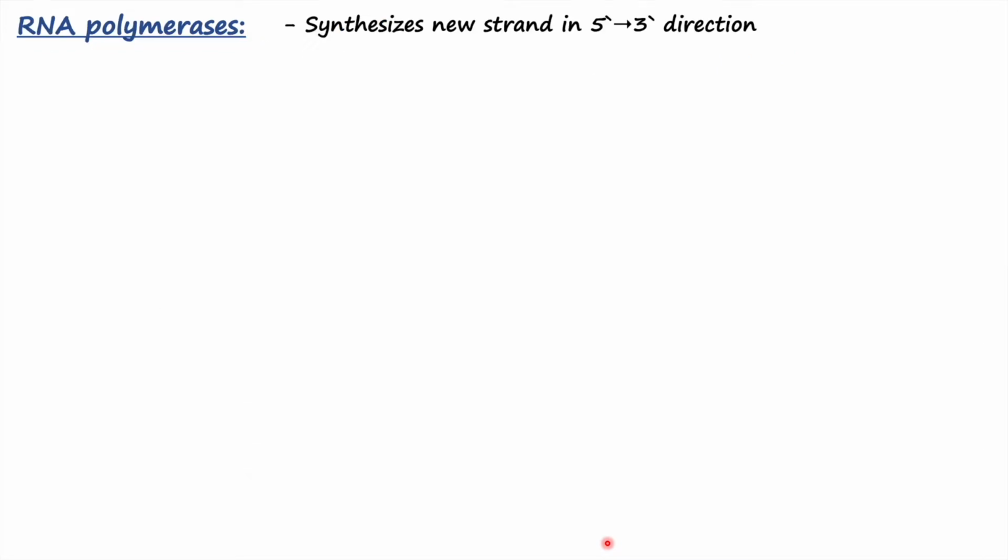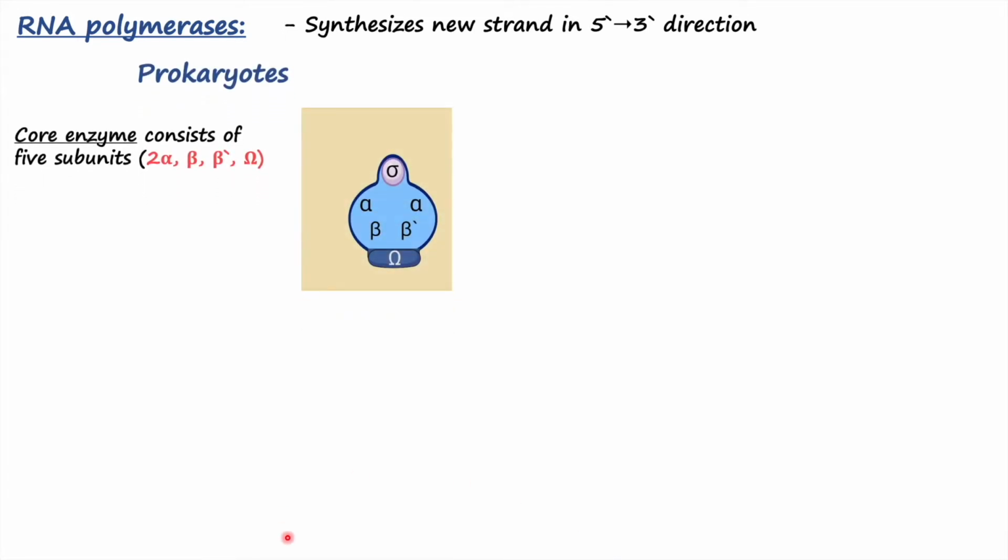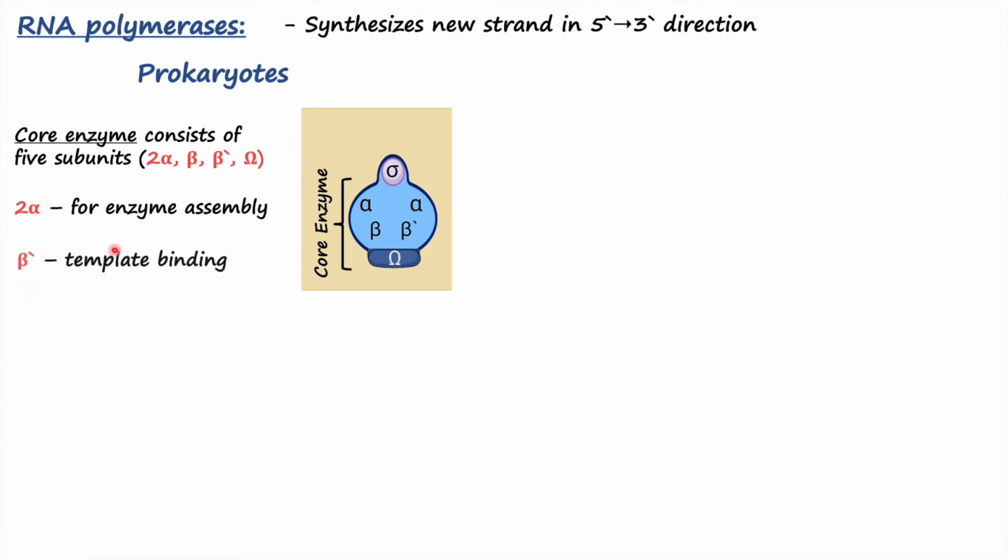So let's talk about the RNA polymerase enzyme, which is important during the transcription process. RNA polymerase is a DNA-dependent enzyme which synthesizes the new strand in the 5' to 3' direction. In prokaryotes, the RNA polymerase enzyme consists of a core enzyme, which involves 5 subunits: 2 alpha, beta, beta prime, and omega. The alpha subunit is important for enzyme assembly. Beta prime is important for binding of the enzyme to the template strand, and the beta subunit is important for the 5' to 3' RNA polymerase activity to synthesize the new RNA strand.